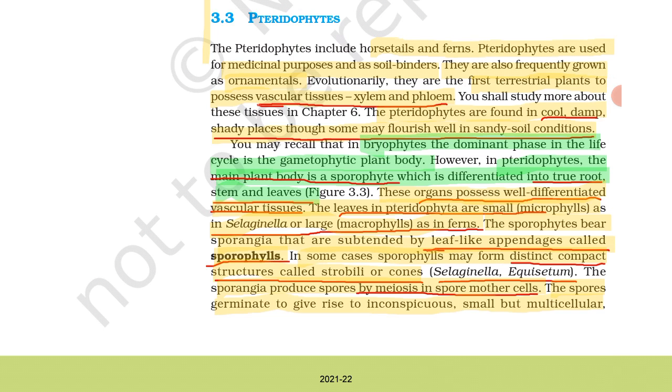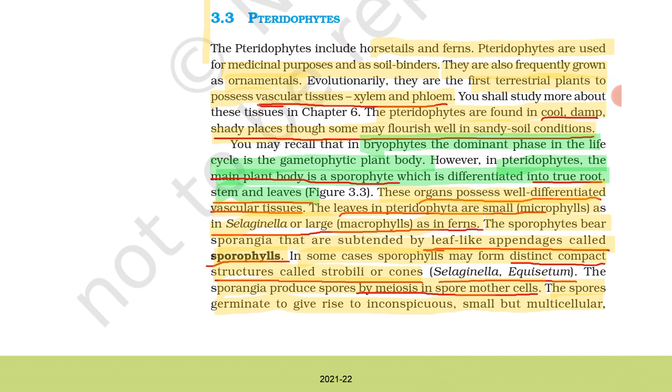The leaves in pteridophytes are small. Small leaves are called microphyllous, as in Selaginella, or large, macrophyllous, as in ferns. So they may ask a question like: small leaves in pteridophytes, the example is Selaginella, and large leaves, the example is fern.